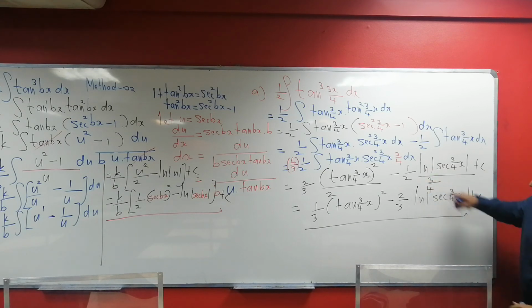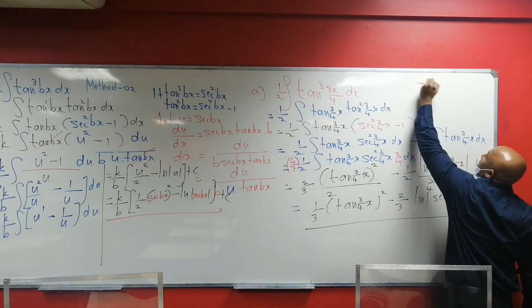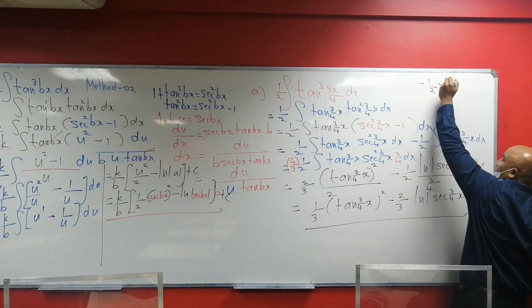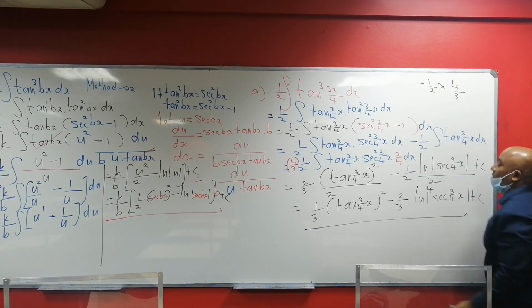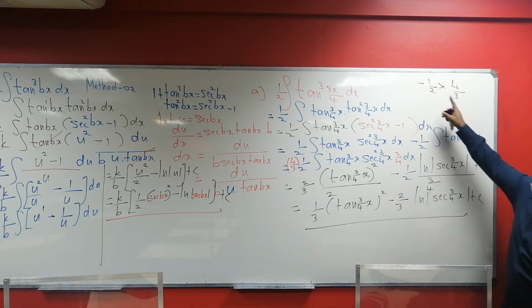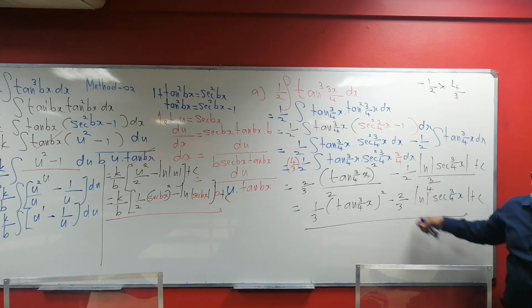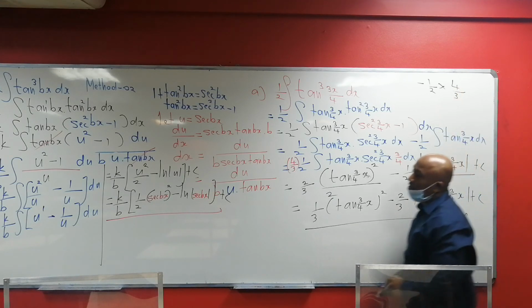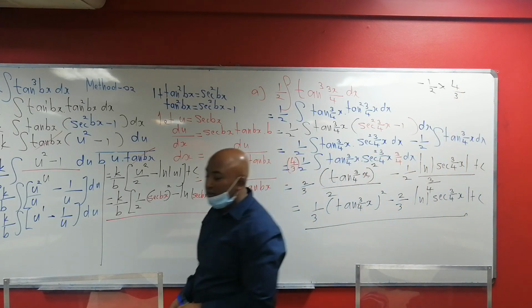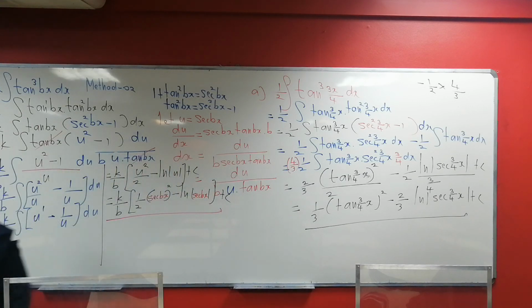Okay, so what happened here? That was minus 1 over 2 multiplied by 4 over 3. That's what happened there. Fraction divided by fraction. 4 divided by 2 is 2. And I got my 2 over 3. So that was method number 1. Inspection, it works fast. You can see that.